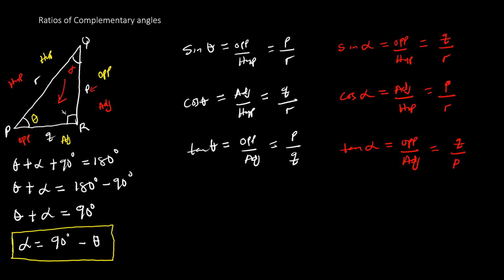Now we have already established all these points. Now let's look at these definitions very well. We can see that sine theta also equals cos alpha. They are both P over R. Also, cos theta equals sine alpha, and tan theta equals cot alpha.